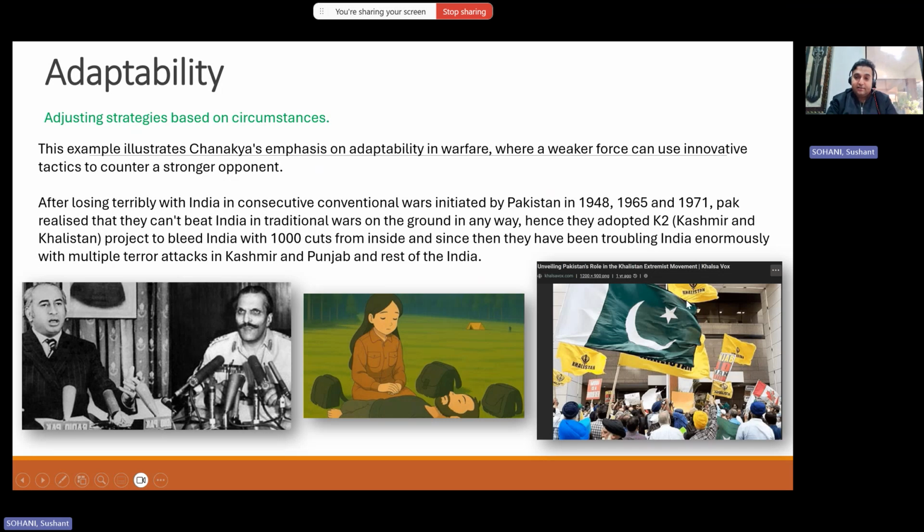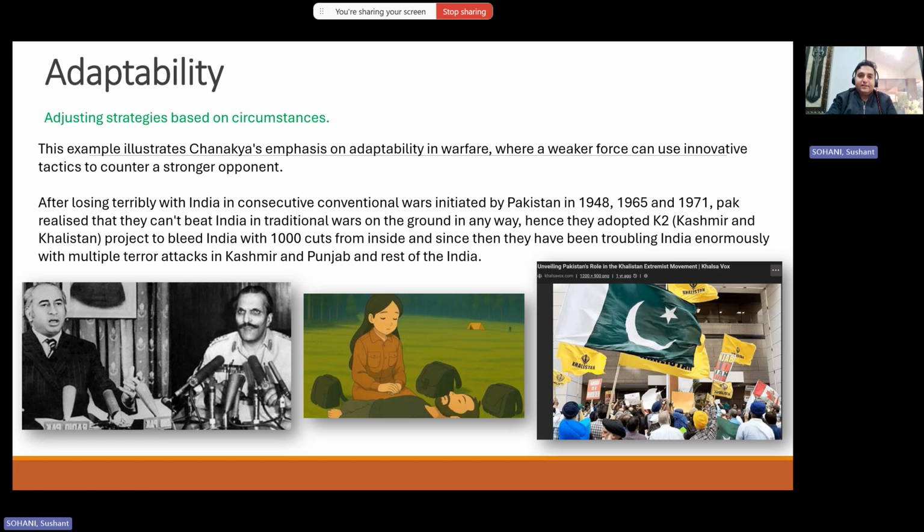And as I was saying, Khalistan. Pakistan wants to cut Punjab and some other areas from Indian land and make it a new Sikh country, Khalistan, supported by Pakistan. So this article I am showing is about unveiling Pakistan's role in the Khalistan extremist movement. They will not accept it, but they do. This is another topic which I can explore in more detail in future videos. So this is the example of adaptability I wanted to share, where you can't beat your stronger opponent directly, so you use cowardly tactics like this. Chanakya never meant to do terrorist attacks, but Pakistan is actually following Chanakya in the opposite way.